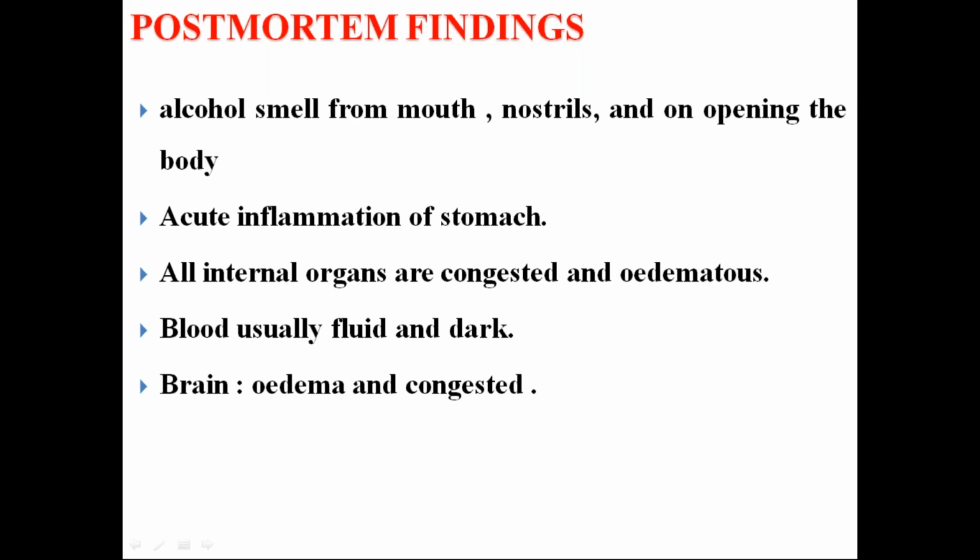What are the PM findings? We know that the smell of the alcohol will be present on the mouth, nostrils, and on opening the body cavities. And then we can see acute inflammatory changes in the stomach. All the internal organs are congested and they are edematous. Blood is usually fluid and dark in nature, and you can see the brain is edematous and congested. So these are some of the PM findings that we can see. If the smell of the alcohol is not present from the mouth and nostrils, if you open the skull cap, the brain itself will smell like alcohol. So the brain is edematous and congested.